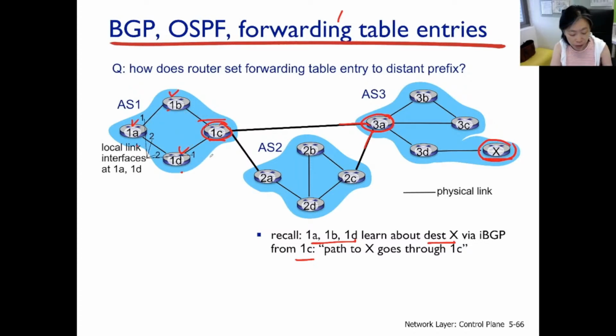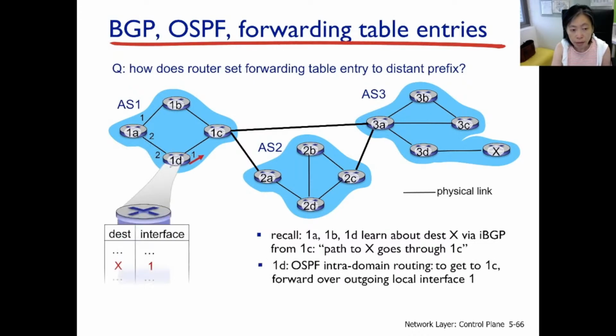Now, to make it easier to explain what's coming up next, let me label the interfaces. For 1A, if the packet is supposed to go out on this interface, then we call that interface 1. And for packets to go out on this other interface, let's call it 2. Similarly for 1D, this is interface 1, this is interface 2. Now, 1D has discovered there is a path to destination X that is going through 1C. That is what 1D knows so far. To add an entry into the forwarding table for X, 1D needs to know exactly which interface, is it 1 or 2, that leads to 1C.